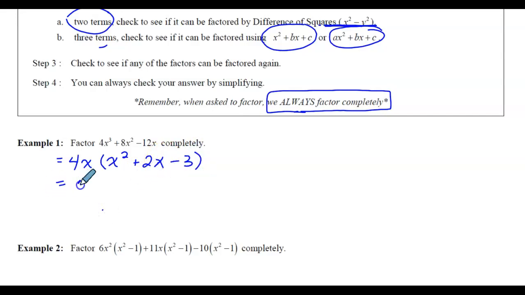Okay, and then that's a simple trinomial. So you can set up your brackets with x as the first term right away. And then you're looking for two numbers that multiply to -3, add to 2. So that would be +3 and -1. Okay, so greatest common factor first, then see if you can factor within the brackets.